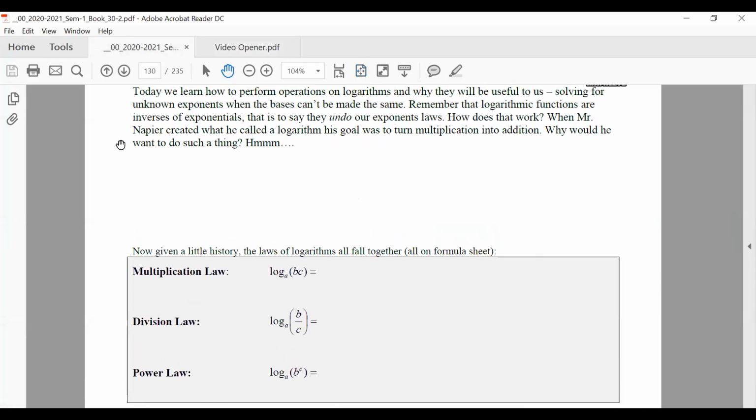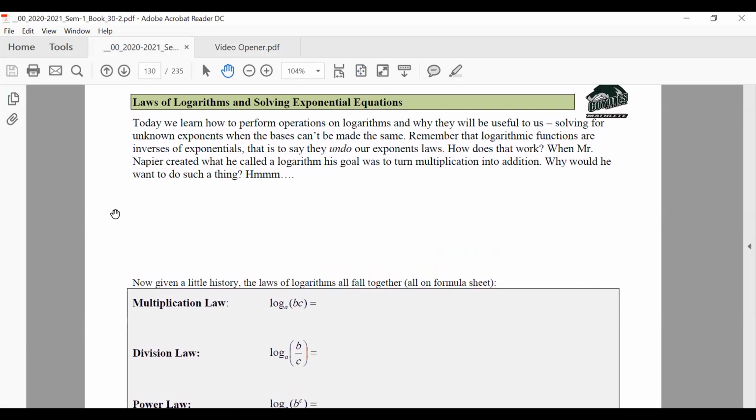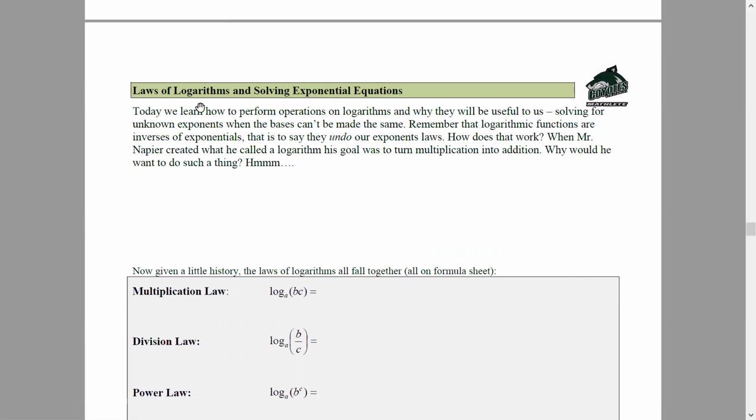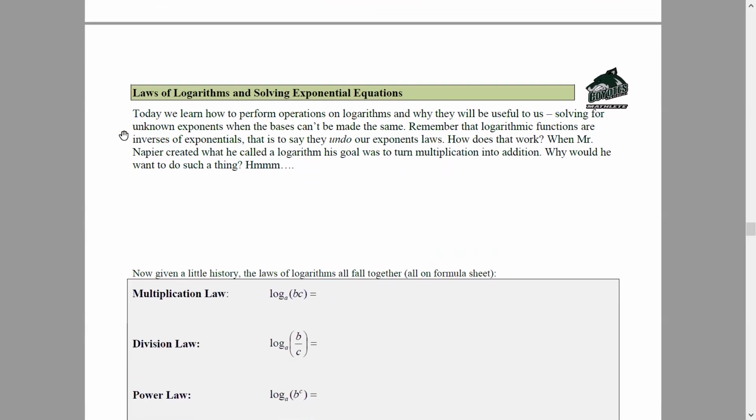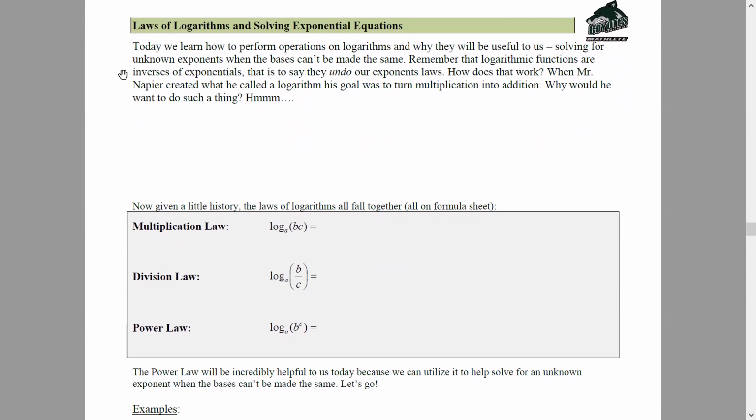Now, before we begin today's lesson, I'm going to talk a little bit about the history of logarithms first. I know as soon as I say that, I'm going to teach you some history of math, and I can feel the collective moan over the internet going, oh, really? Yeah, really. This is actually going to help you.